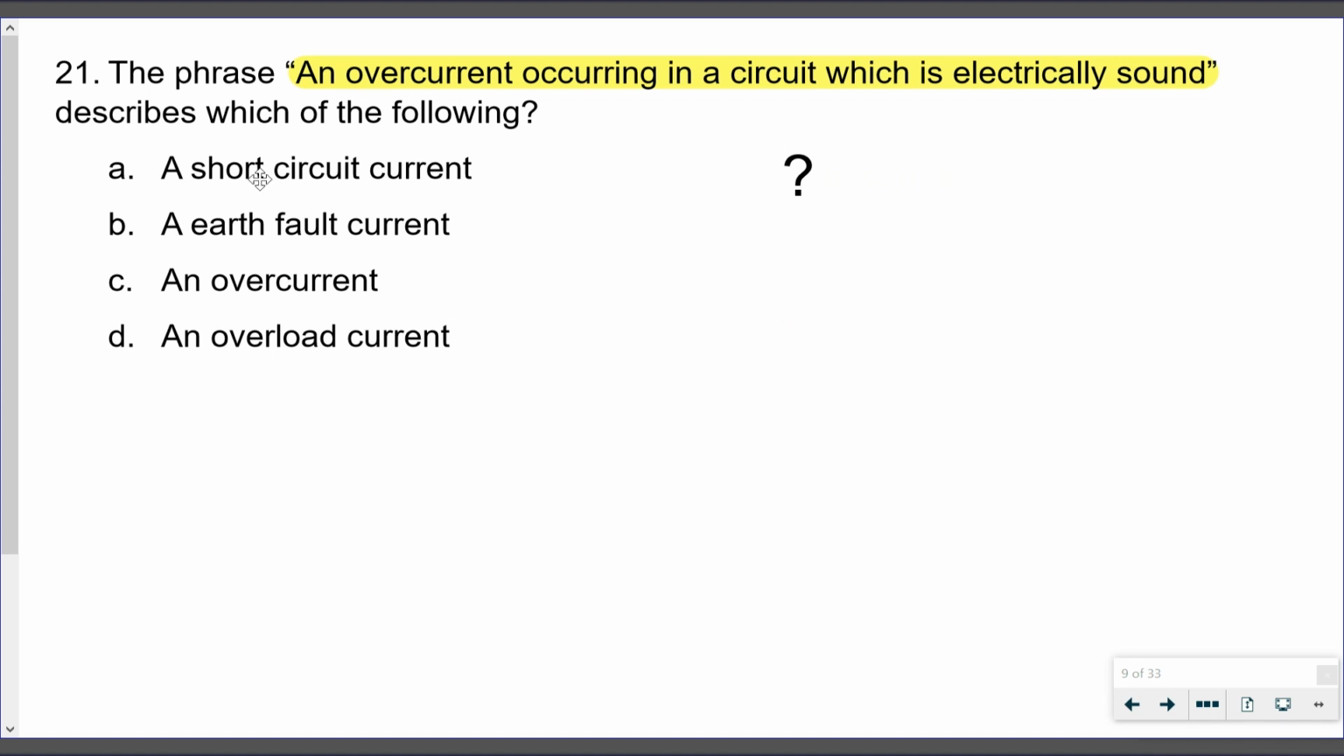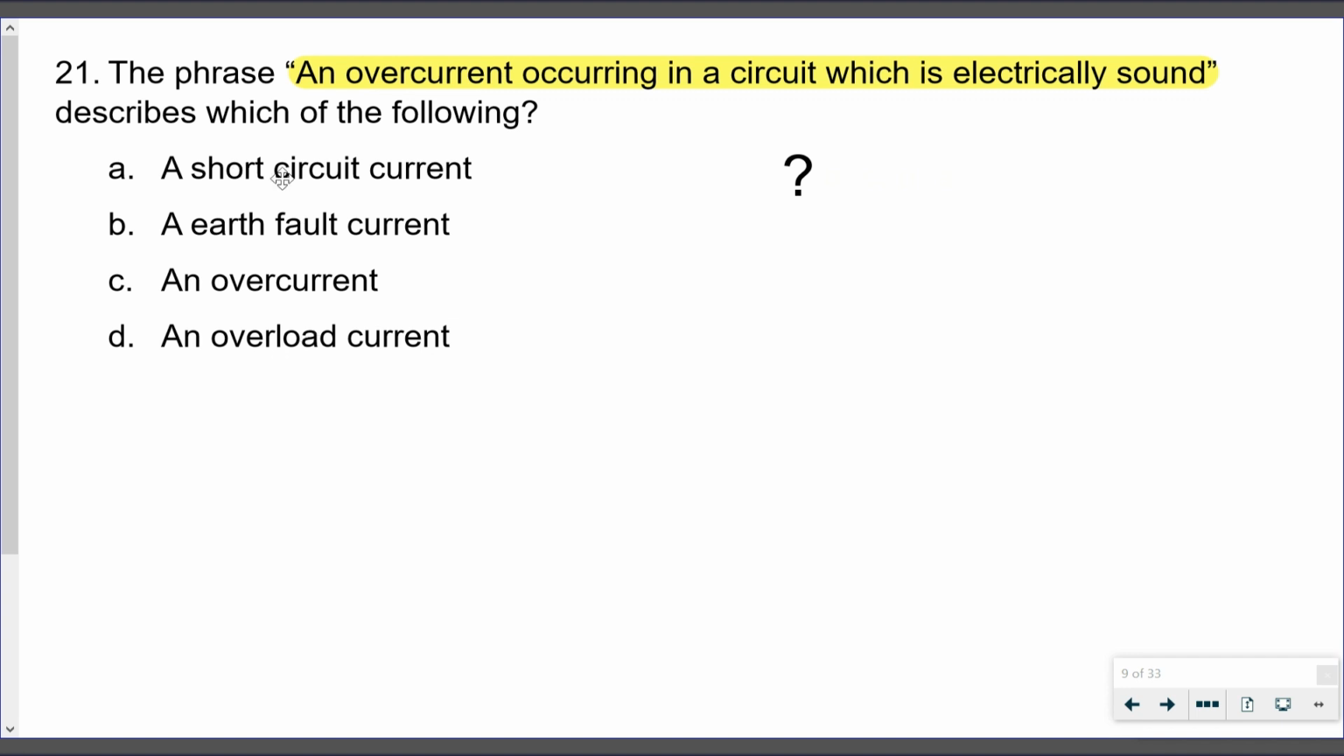We then have these other two terms here, which we've got a short circuit current. That's a fault of negligible impedance between live conductors. Then we have an earth fault current, which is a fault of negligible impedance between live conductors and earth. If you know anything about electrical testing, these should be pretty clear in your head as to what these are. And it's telling you here it's electrically sound. So for me, straight off the bat, I would be going straight to overload current.